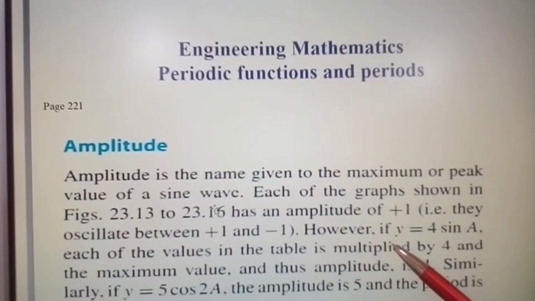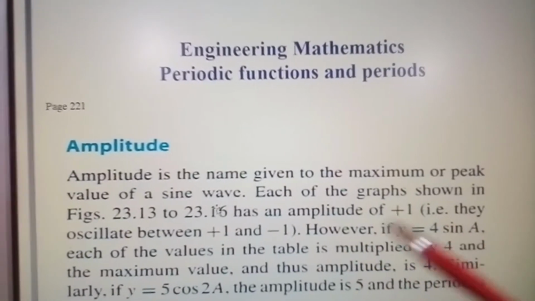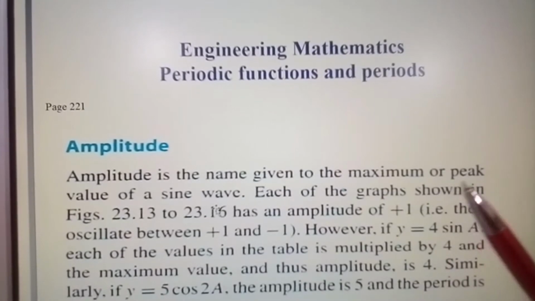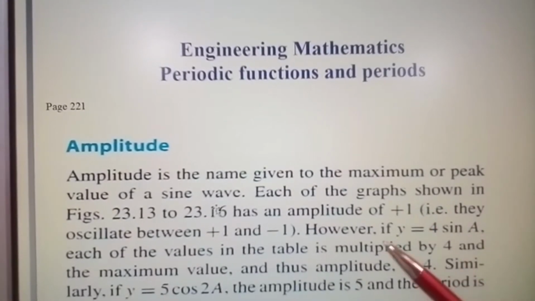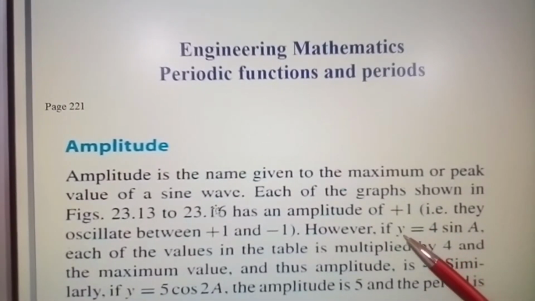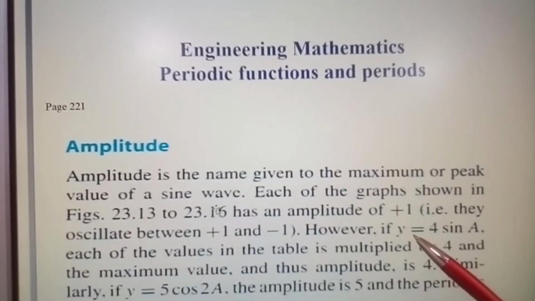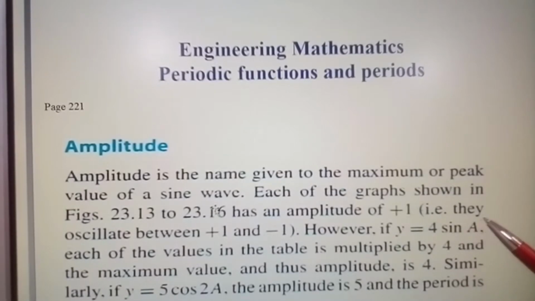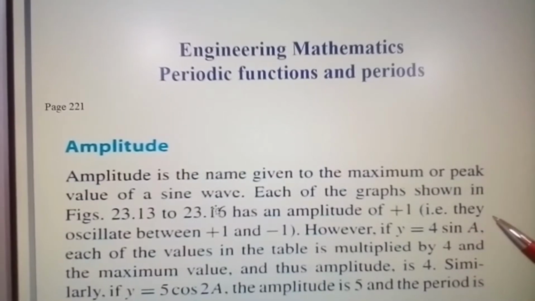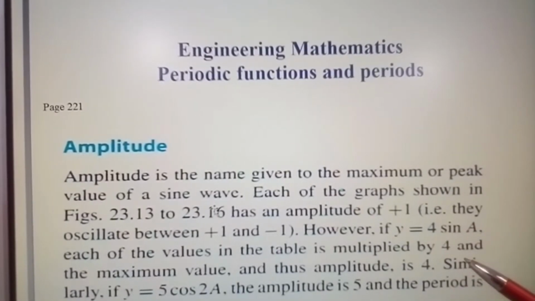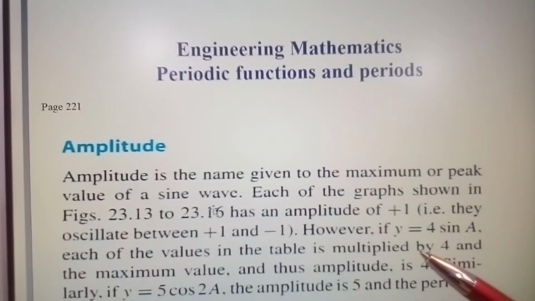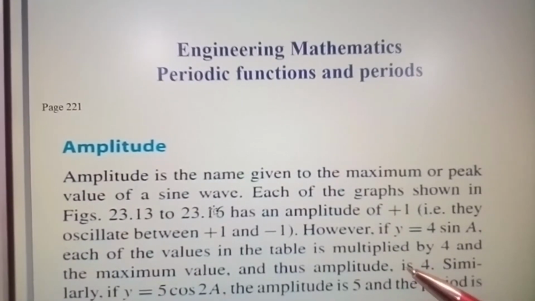However, if y equals 4 sine A, now you should have enough mathematical skills already to begin to look into this. Okay, y is the value which would be on your graph equals 4 sine. Basically, you're saying here 4 times sine of A. Now, A is going to represent your angle at which the cycle will meet along the horizontal axis of your waveform.